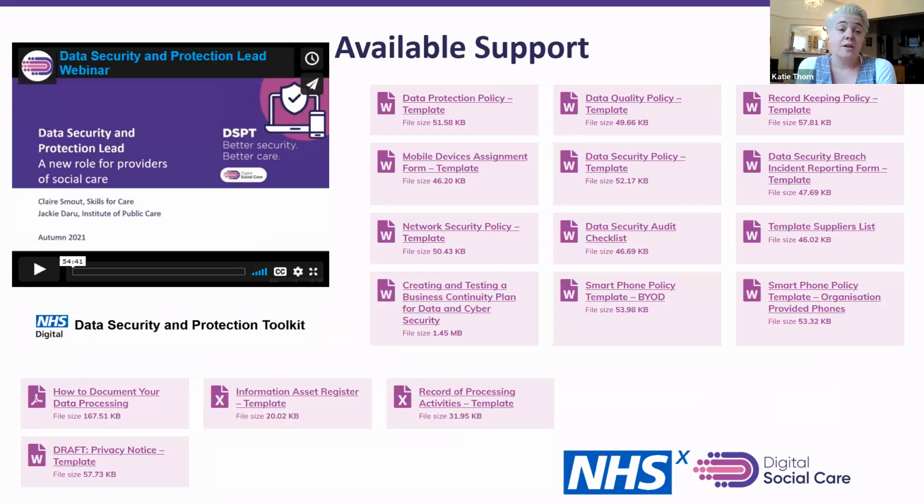So we suggest that small care providers have somebody called a data security and protection lead. You might also call this person information governance lead or a data protection champion. Skills for Care and the Institute of Public Care at Oxford Brookes University have recently created this 1-hour training webinar about what that role could look like. That's freely available on our website for you to watch if you'd like more information.